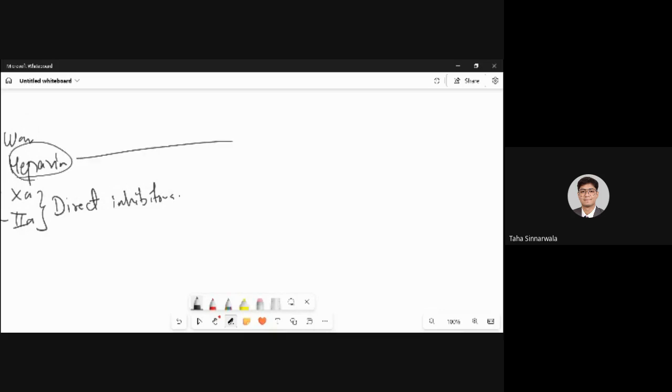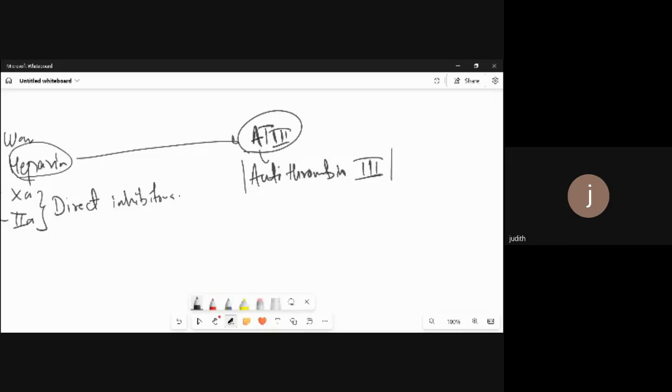Now, what heparin does is it activates a very specific molecule called AT3, which is antithrombin 3. Now, what do you think, simply based on the name, antithrombin 3 will do? It will inhibit thrombin. Perfect. It says antithrombin, that means it's inhibiting thrombin.